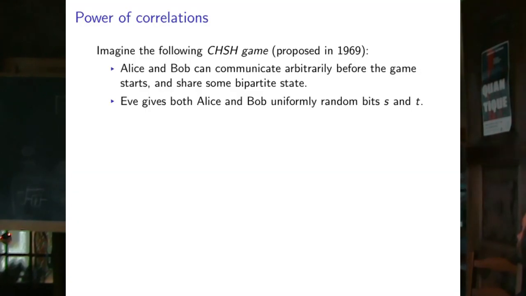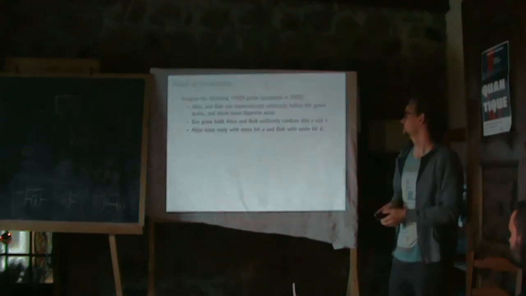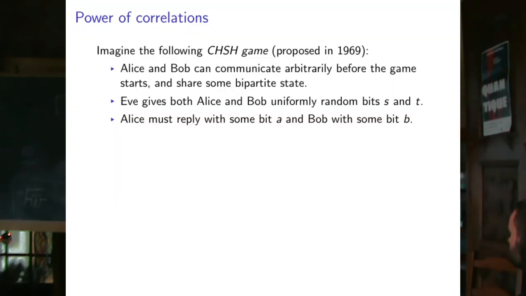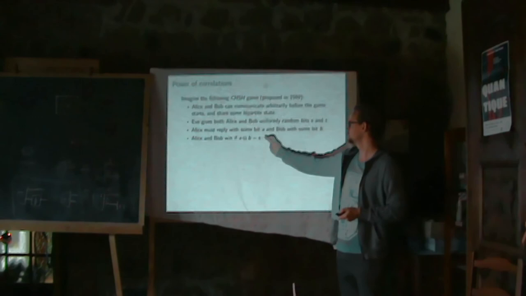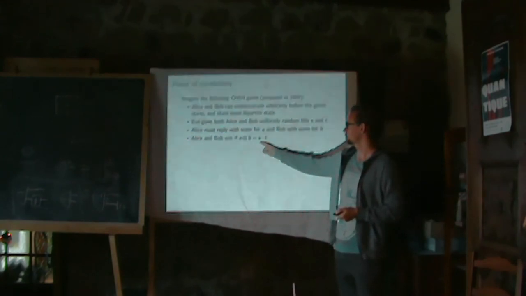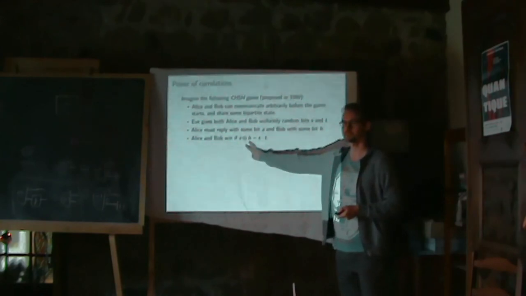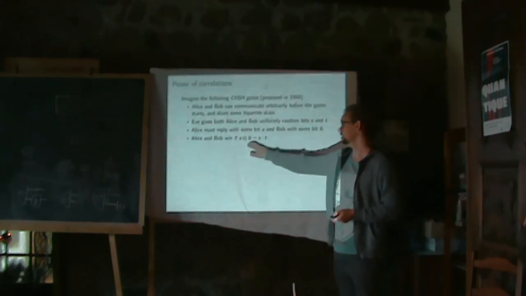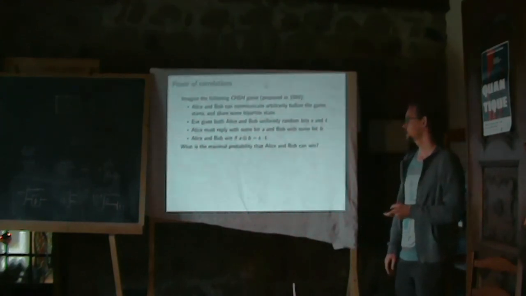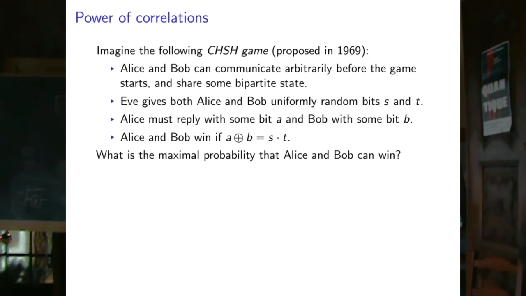Okay. And then when they're apart and they can no longer communicate, then Eve gives both Alice and Bob a randomly chosen bit. So it gives Alice a 0 or 1 and it gives Bob a 0 or 1. Now Alice must reply to Eve with some bit, and Bob must reply to Eve with some bit. And Alice and Bob win if the XOR of the bits they reply with is equal to the product of the bits they were given. So if one of them got a 0, then they need to reply with the same bit. Well, if both of them got a 1, then they need to reply with different bits. Okay? And the question is, what is the maximal probability that Alice and Bob can win this game?